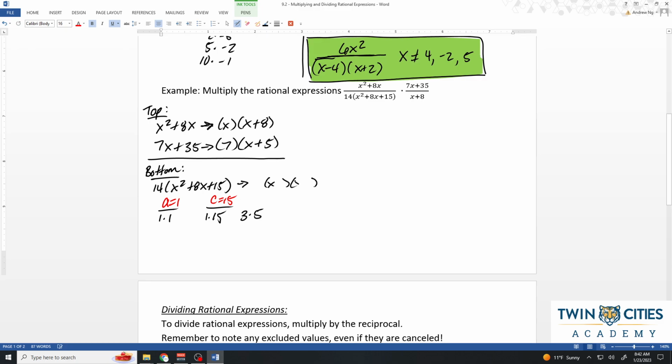So this will factor to x from 1 and 1, and then 3 and 5, so plus 3 here, plus 5 here, and don't forget we've got a 14 at the front. All right, I've also got x plus 8. Luckily, I don't have to do anything with that. That's just going to be x plus 8. Okay, now we're going to put the top over the bottom. So top over bottom.